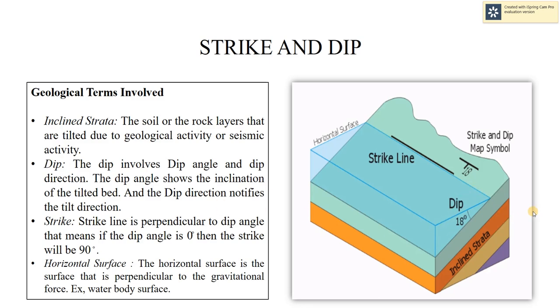Then we see the dip. What's the dip? Dip is the angle that it makes with the horizontal surface. If this is the inclined strata, whatever angle it makes to the true horizontal surface, that's the angle of the dip. And the dip also has a direction. Over here, if we see this symbol, it shows 18 degrees as the dip angle, and over here the dip direction. And strike is perpendicular to the dip direction. Obviously the strike line shows the strike direction, or the direction of the slope.